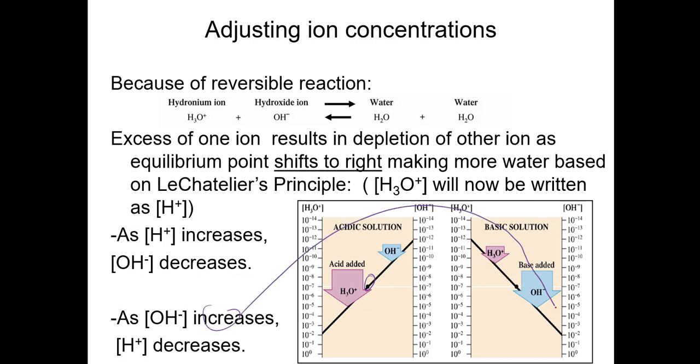As hydroxide increases, notice a negative 2. It's a really large concentration. Whereas negative 12, think 0.000000000000001, that's a really small concentration. So the hydrogens decrease.